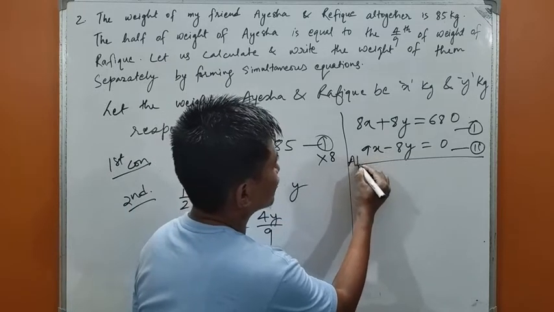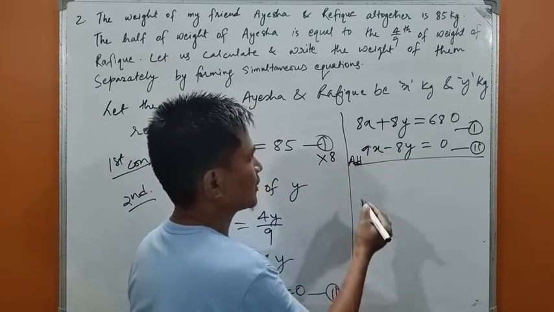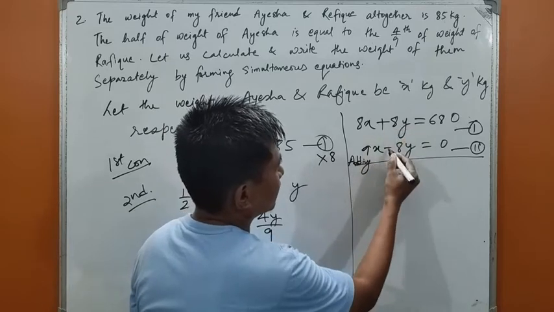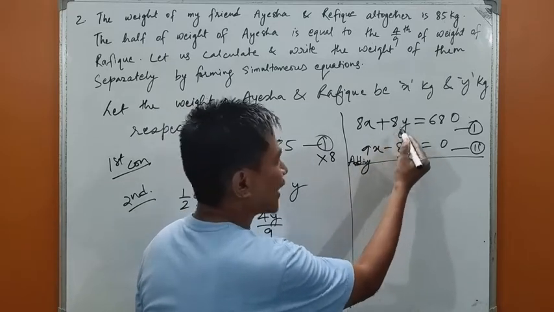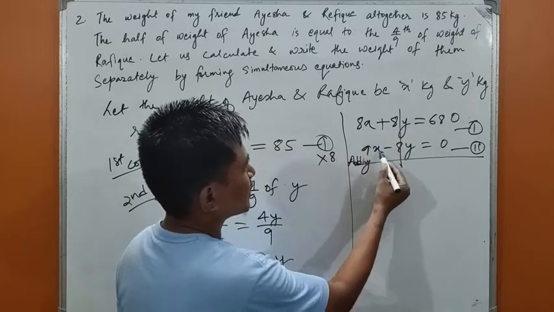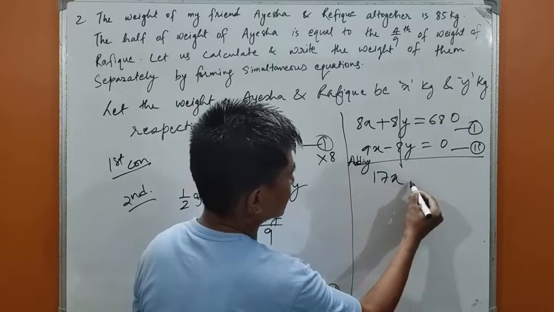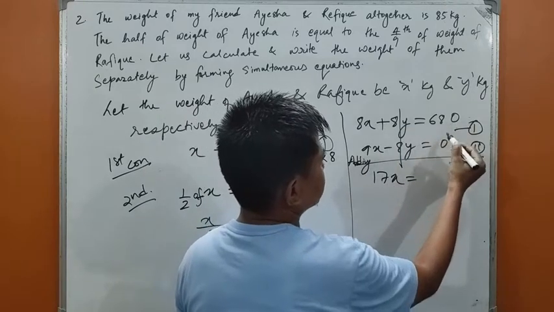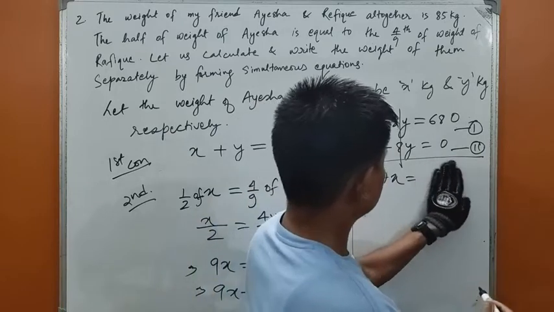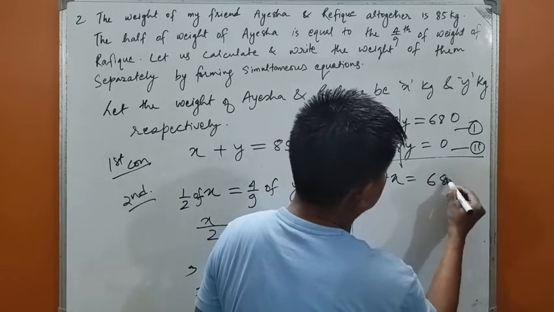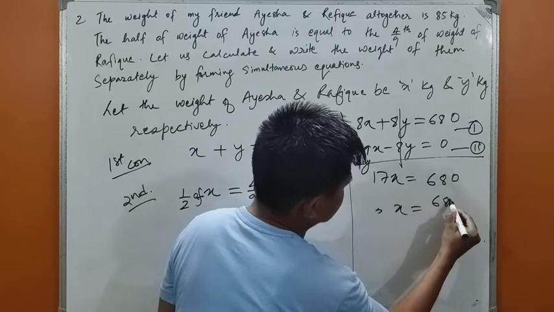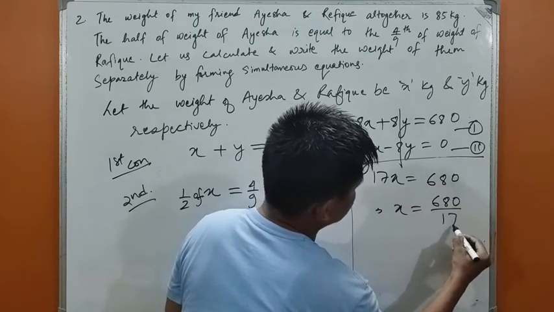Simply we add equation 1 and equation 2, okay? Adding 1 and 2, what do we get? 8y and minus 8y cancel out each other. So 8x plus 9x is 17x, isn't it? This gives us 680. 680 plus 0 is 680, isn't it? Or x equals 680 upon 17, isn't it?